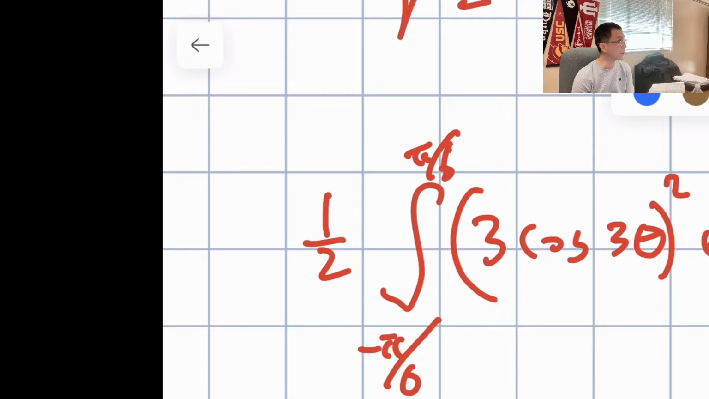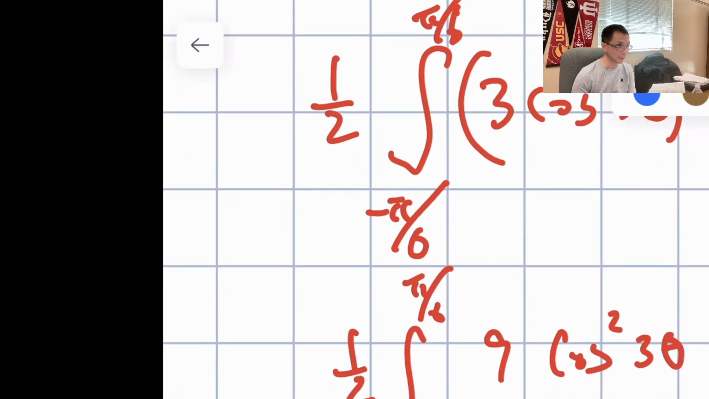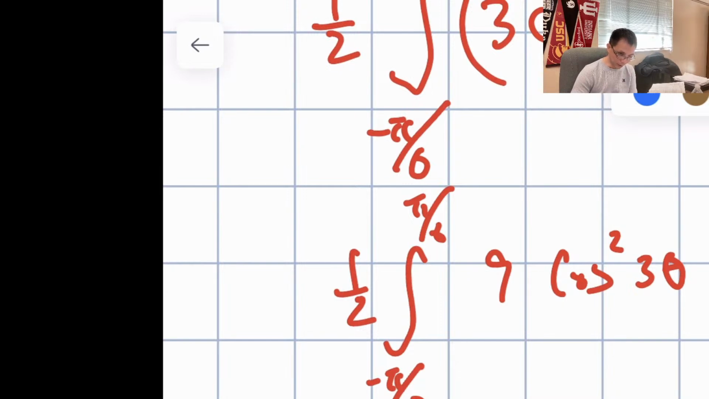Is this okay so far? Yes. I just expand them. I'll take out a 9. And what's the power reducing for cosine? 1 plus cosine 2 theta, over 2. But in this case, it's 6 theta.